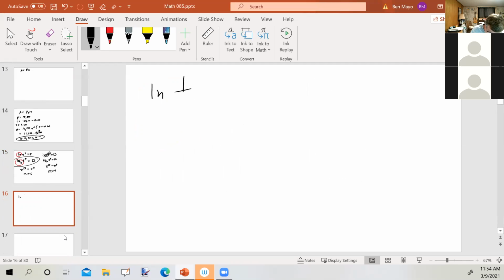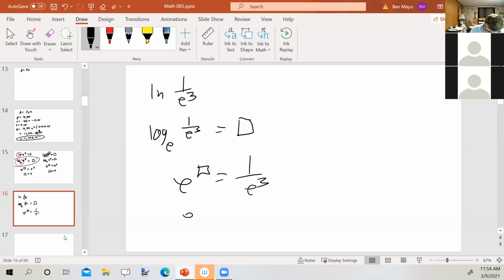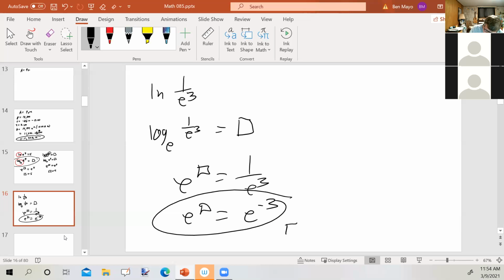Okay. Natural log of 1 over e cubed. That would be log base e of 1 over e cubed, which would be equal to some unknown. So e to the box equals 1 over e cubed. But 1 over e cubed would be e to the -3 power. So here's a case again where we're doing something that we didn't used to do. Instead of taking a negative exponent and rewriting it so it's positive, we're actually taking a positive exponent and rewriting it so that it's negative, because we need this form. So now the box is -3. All righty.